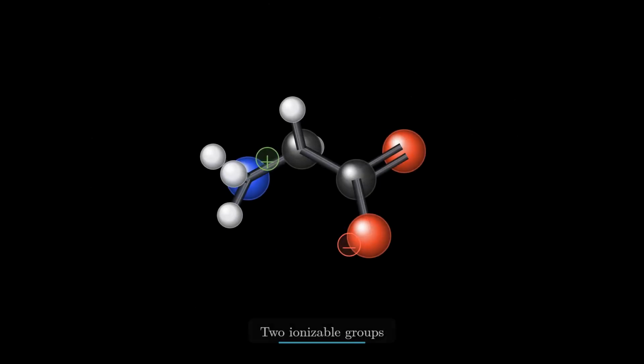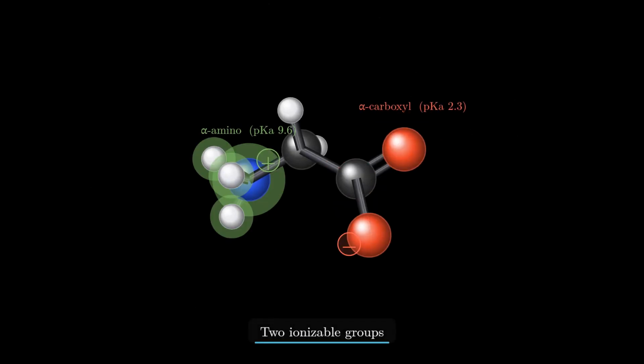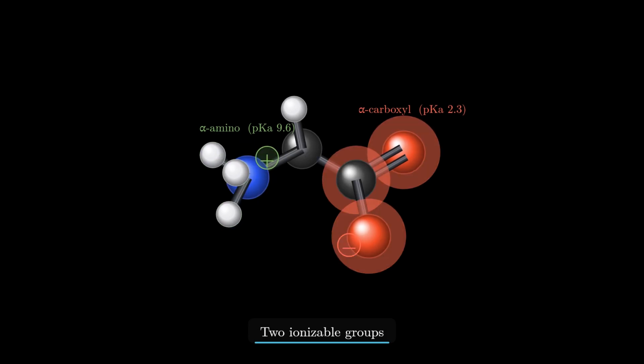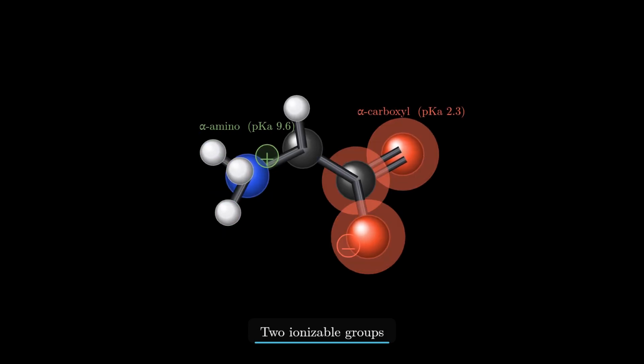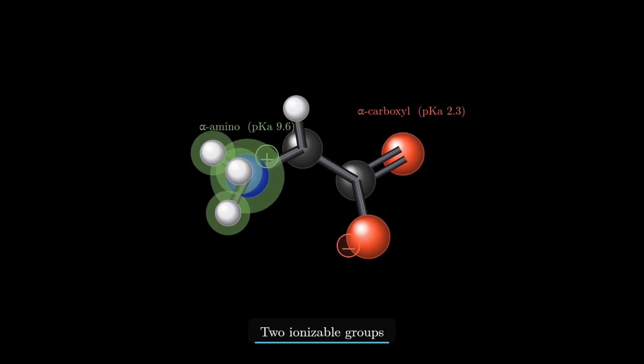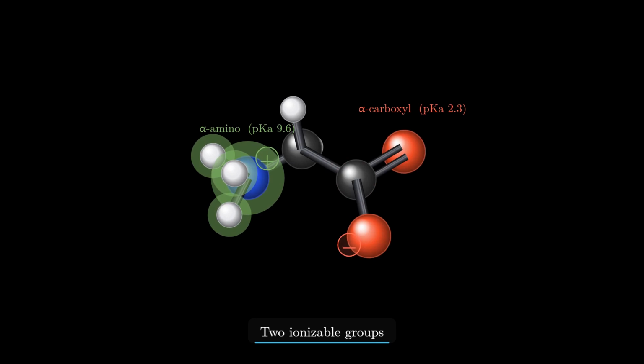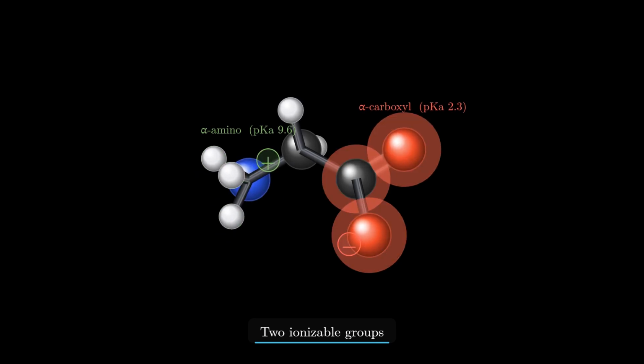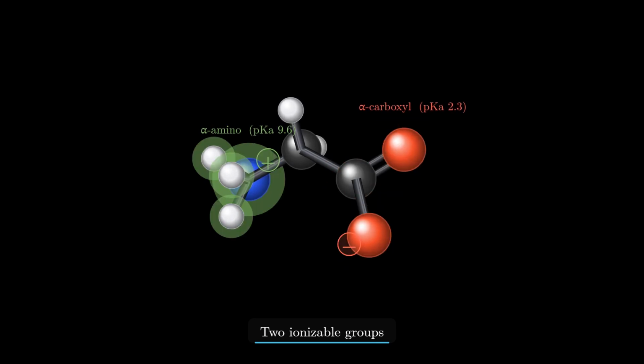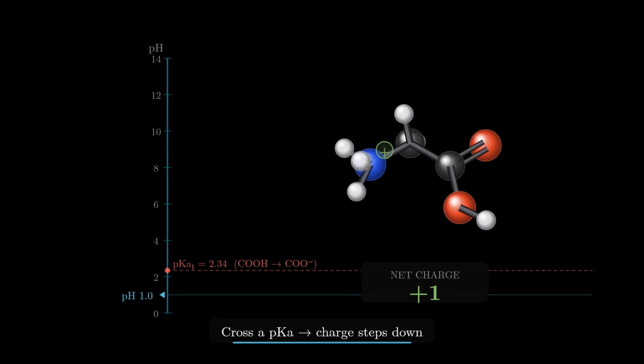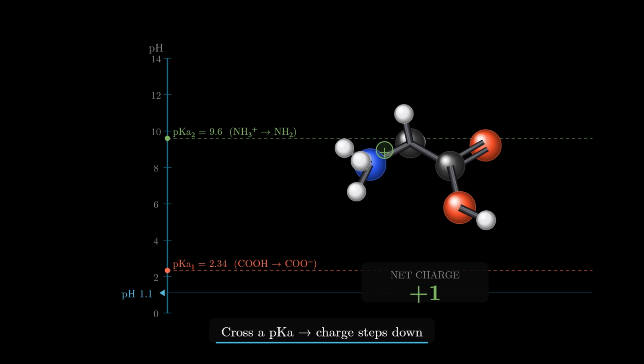Let's build it with glycine one step at a time and watch the charge change. Glycine has two ionizable groups, an alpha carboxyl group, the COOH, with a pKa of about 2.3, and an alpha amino group, the NH3+, with a pKa of about 9.6. Drop glycine into strongly acidic solution, pH 1. That's below both pKa values, so both groups stay protonated. The carboxyl is COOH, neutral. The amino group is NH3+, positive. Net charge +1. Now slowly raise the pH.